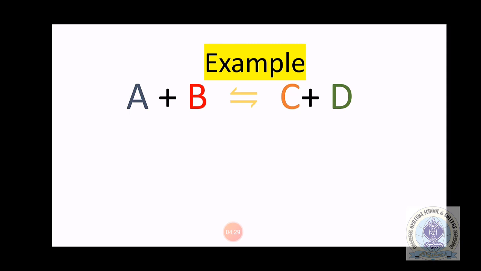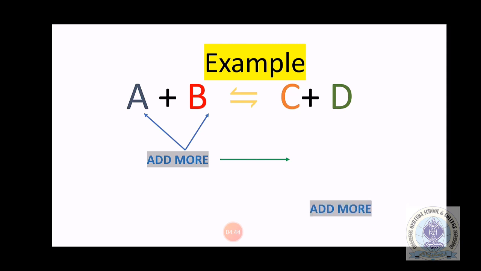What will happen when we increase the concentration of the reactant? The equilibrium will be shifted towards the right, which means that the forward reaction will be favored. The second condition is when we increase the concentration of the product. Then what will happen? The equilibrium will be shifted towards the left, which means that the reverse reaction will be favored.